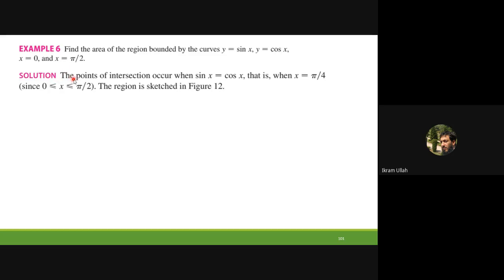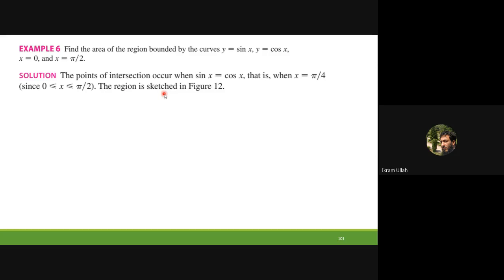For the solution, the point of intersection occurs when sine of x is equal to cos of x, that is when x is equal to pi by 4, because the value of cos of x and sine of x is 1 by root 2 when x is equal to pi by 4. So the intersection of these two curves occurs at the point x equals pi by 4.